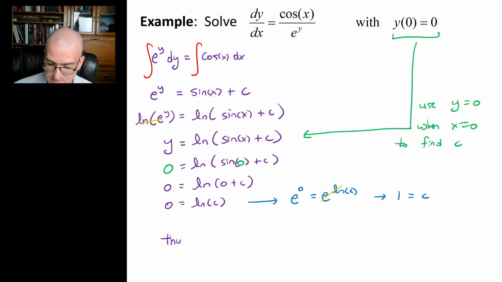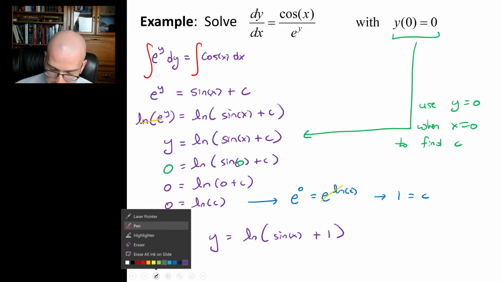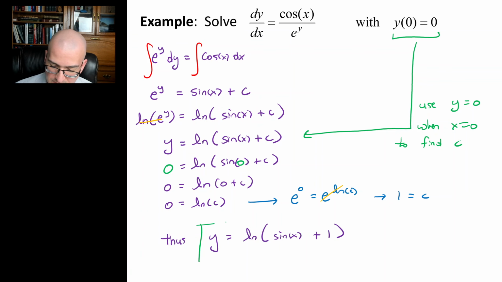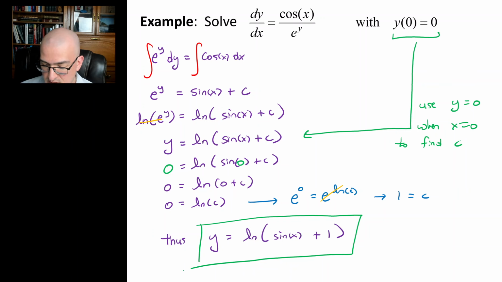Thus, y is equal to the ln of the sine of x plus 1. And I'll leave it up to you to confirm that this is correct. To check, if you take the derivative of this, does it equal the cosine of x divided by e to the power of this function? And also, does this function give you a y value of 0 when x is 0?